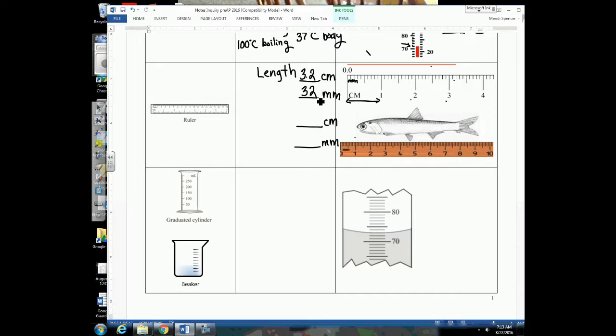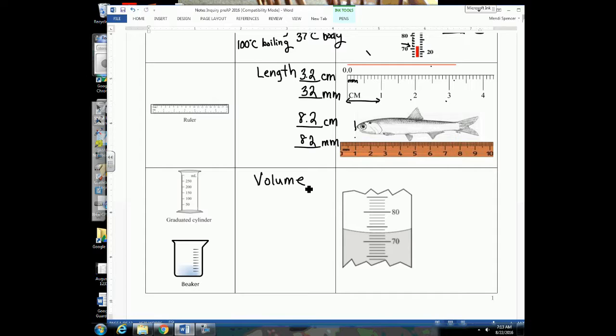For the fish, they made a mistake by not putting the fish at the 0 mark. And so some people don't catch on to that. So the fish isn't going to be 9.2 centimeters long. It's actually going to be 8.2 centimeters long. Again, you can count the millimeters or just note that there's 10 millimeters in 1 centimeter, so that's going to be 82 millimeters.